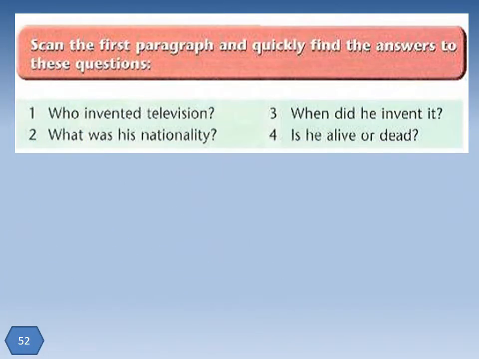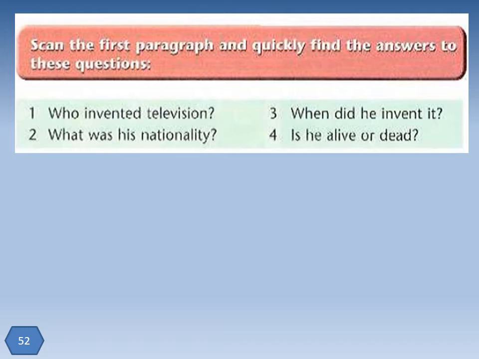Now my dear students, please open your students book on page 52. As you can see, we have a red box. Please read this box. Scan the first paragraph and quickly find the answers to these questions. As you can see, we have 4 questions in the green box.